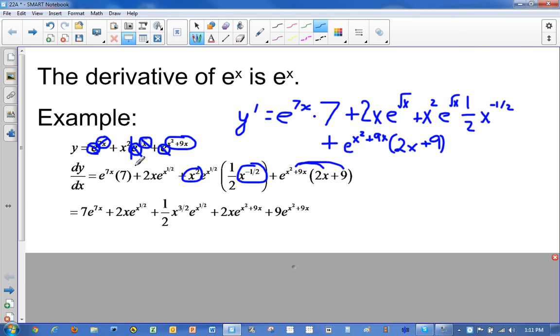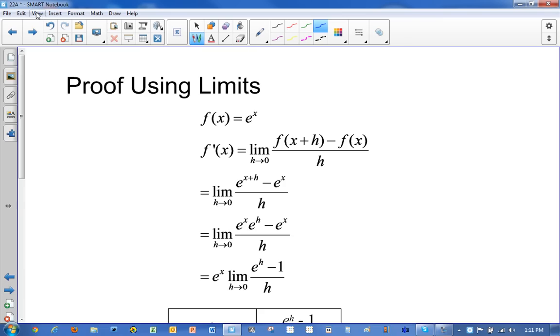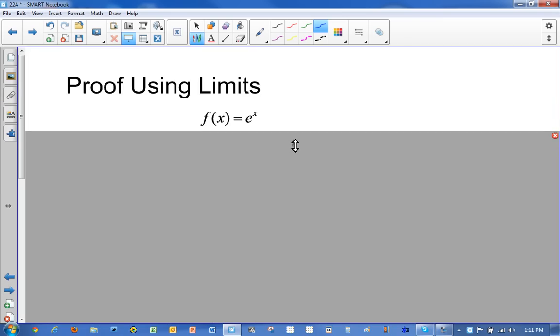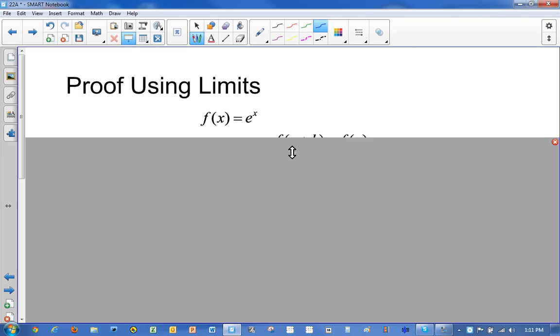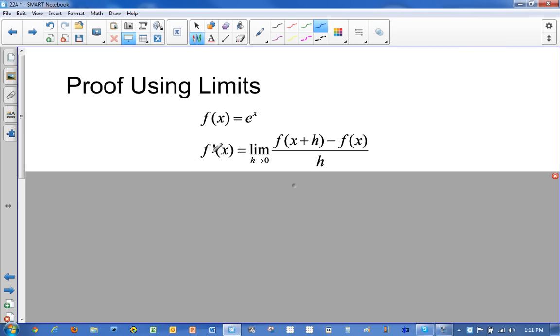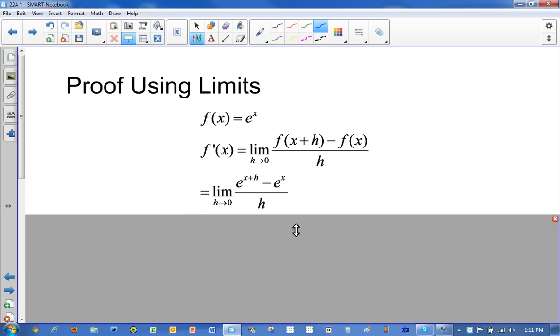All right, so that's where we stop, but for those that want a proof that this is actually true, you can keep going. If you're not that interested in the proof, you can stop here, but the rest of us will keep going. So here's our proof. Let me just do this step by step. We're going to start off with f of x, which is e to the x, and we're going to use our limit definition of the derivative. The derivative is the limit as h approaches 0 of f of x plus h minus f of x all over h.